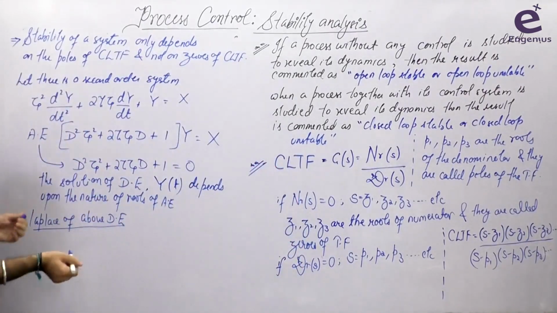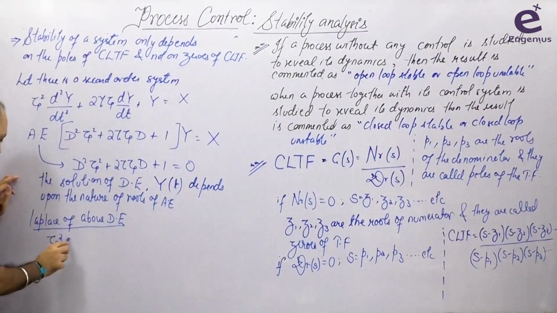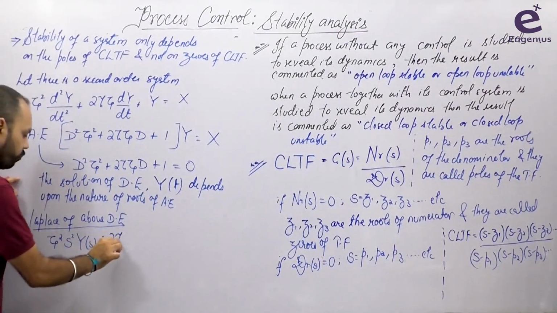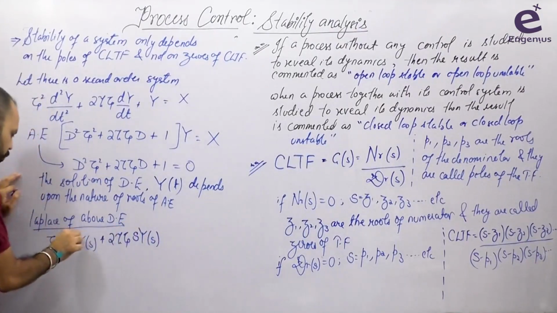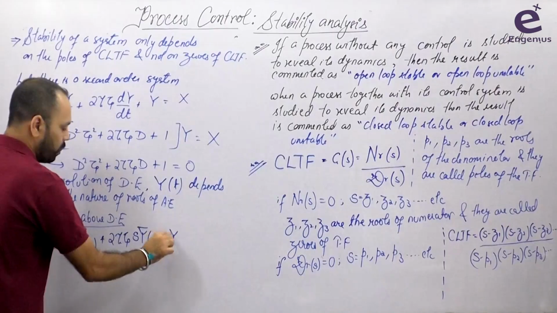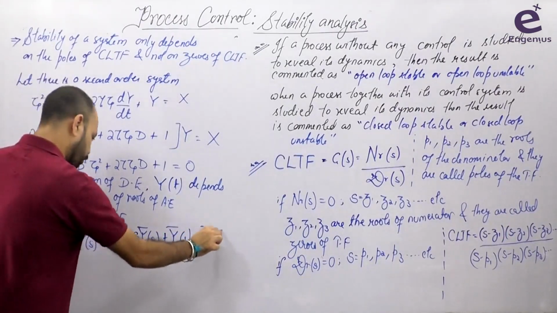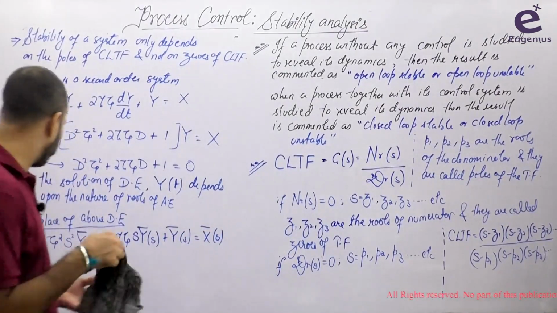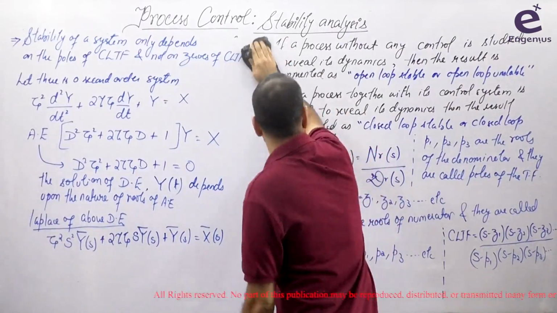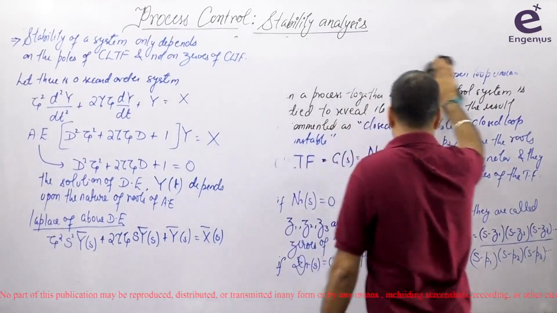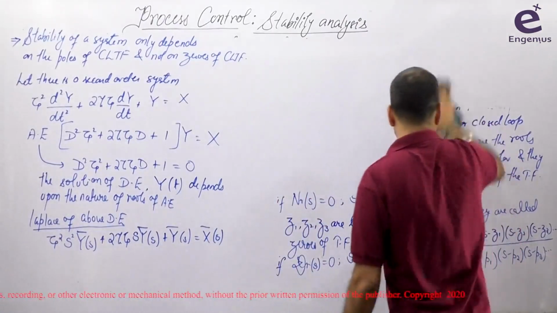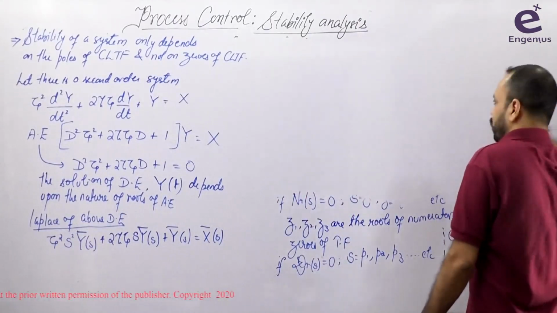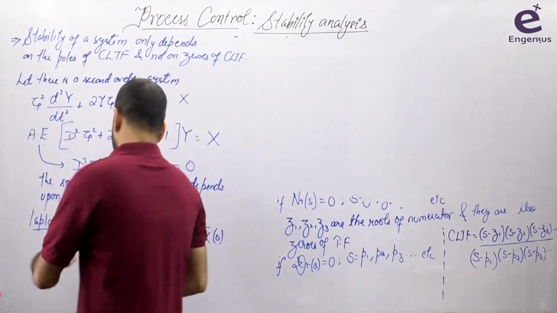So Laplace of the above differential equation. What is the Laplace? Tau p square s square Y bar s. Now what is the Laplace of the double derivative: s square Y bar s, plus twice zeta tau p s Y bar s, plus Y bar s is equal to X bar s. Am I right? This is how we take Laplace. Now write the transfer function. What is the transfer function? Y bar s by X bar s. Look, Laplace and differential are related. They are the same thing, but present in kind of parallel worlds. S domain and T domain, I told you in the very starting that they are kind of parallel worlds. So this is the equation.